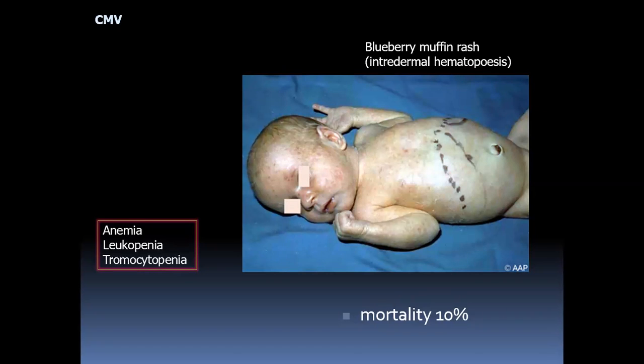Okay, so these are the features that commonly occur in cases of cytomegalovirus: anemia, and most probably leukopenia, anemia, leukopenia, and also some infections. Okay, thrombocytopenia.